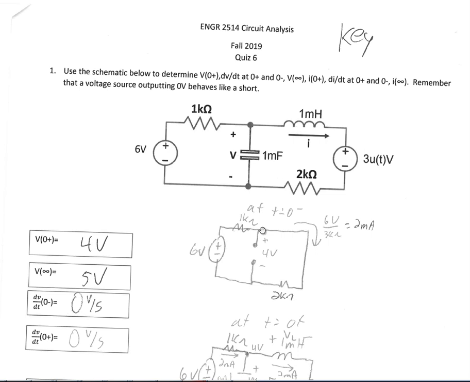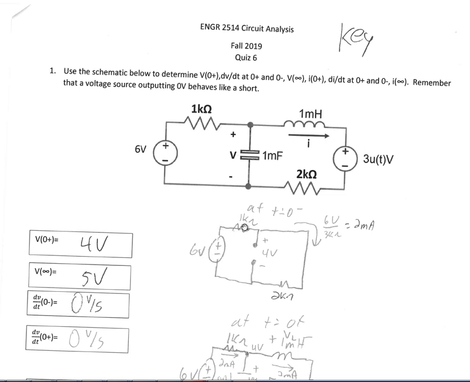We also know that this voltage source is given by the formula 3u of t. So at t equals 0 minus, that is right before that turns on. Since it's technically off right there at t equals 0 minus, we draw that as a short circuit. So this is effectively what we have. And so we have 6 volts here, we have 1 kilo ohm down here, we have 2 kilo ohms down there.